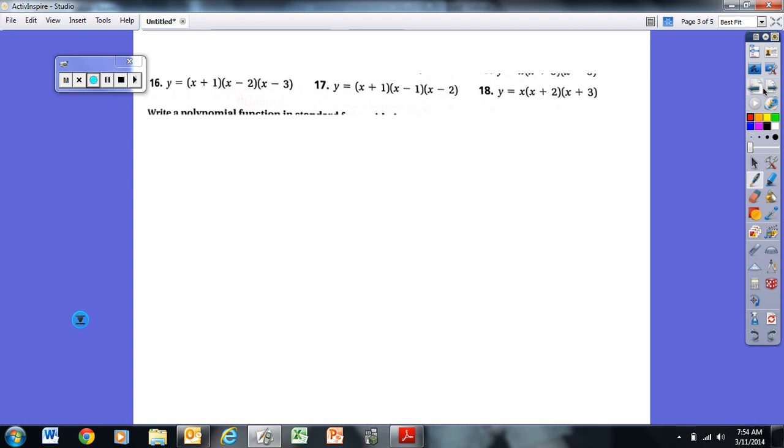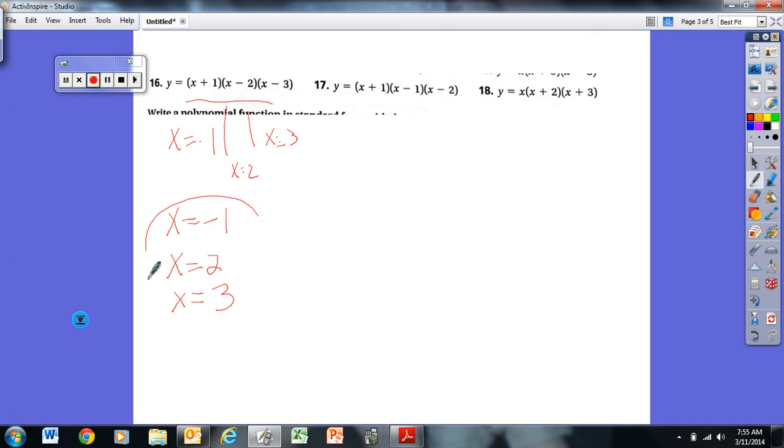First we're going to talk about the zeros. So this is like after it's factored, what are the zeros? So you would say x equals negative 1, x equals 2, x equals 3. Keep this in mind, because on the next slide, let me write that neater. X equals negative 1, x equals 2, x equals 3. On the next slide, I'm going to give you this, and you're going to have to tell me that.